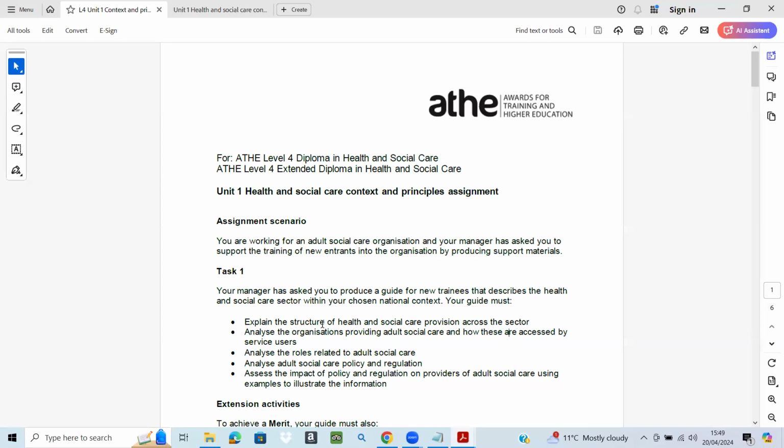So good, you said that the command verb is explain. For example, here in the second bullet point, we have the command verb analyze. And after the command verb, what we have is: analyze the organization providing adult social care and how these are assessed by service users. So according to me, it should be based on an organization which is providing adult social care and how these are assessed by service users.